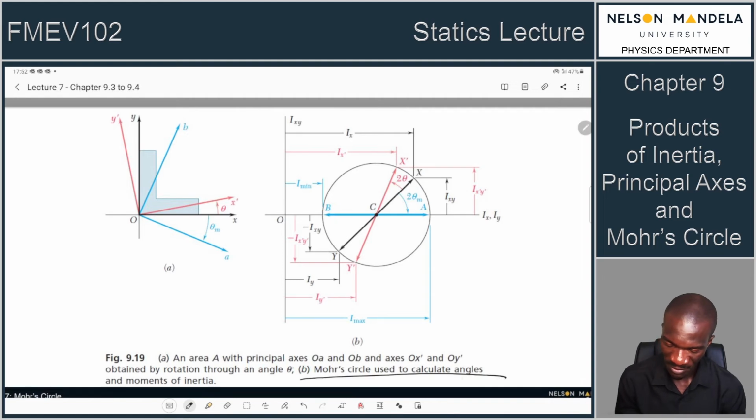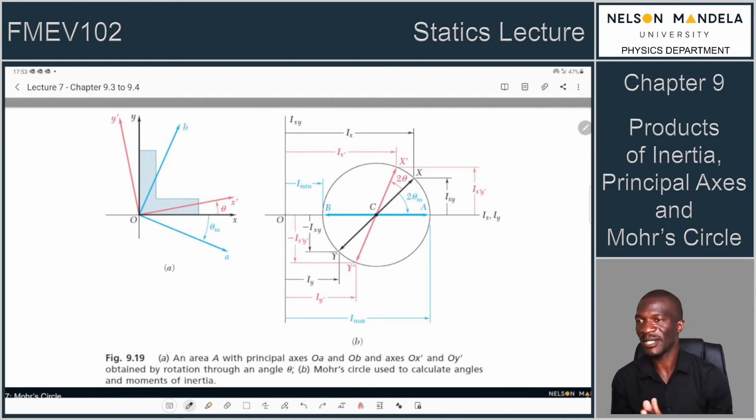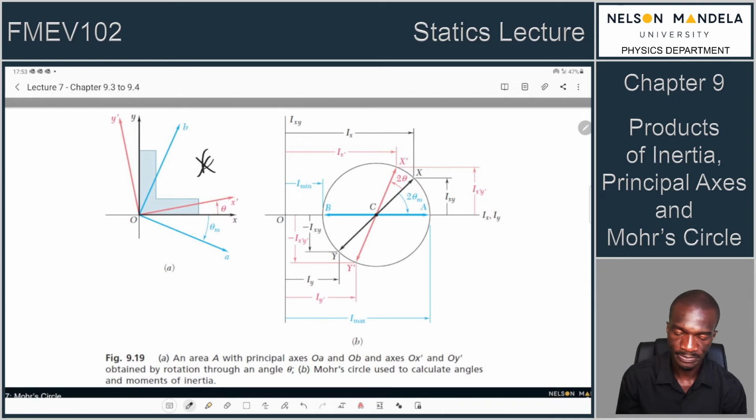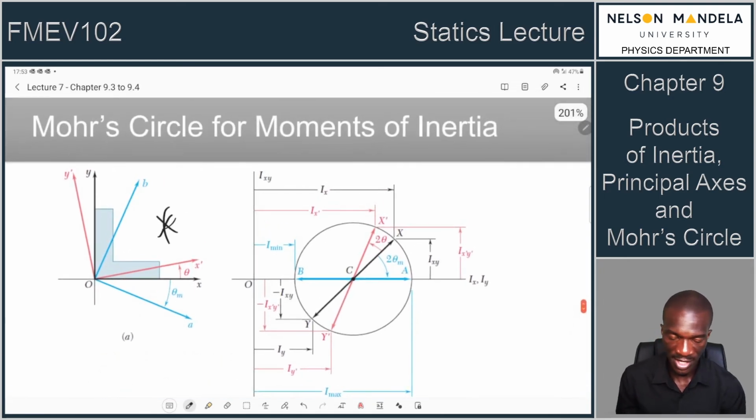Okay, so part B now is Mohr circle, that is used to interpret what's happening here. Now let's see the transformation. The original axes are the x, y axes. For us to locate the moments of inertia for both the x and y axes and the product of inertia for the original axis that we would have calculated using, for example, the parallel axis theorem, when we have found the values, we can conveniently locate them on these axes. So we can just look for the values.